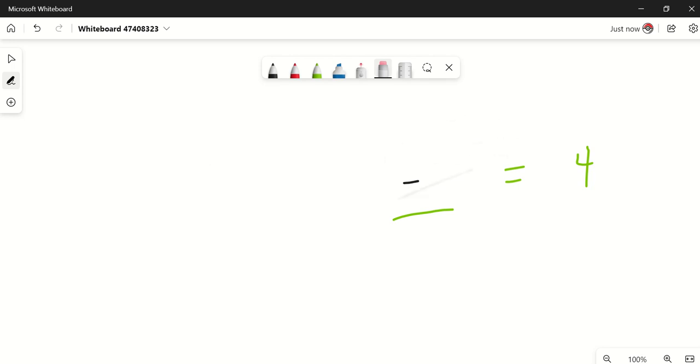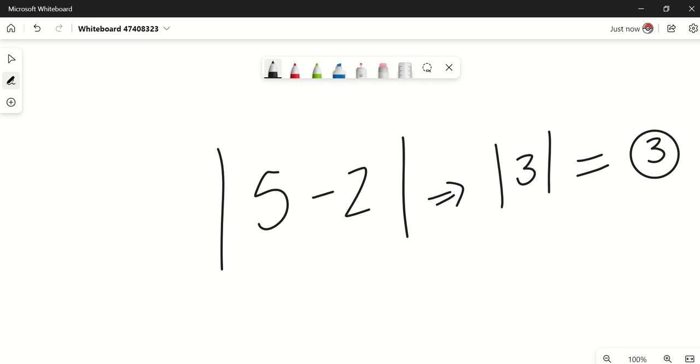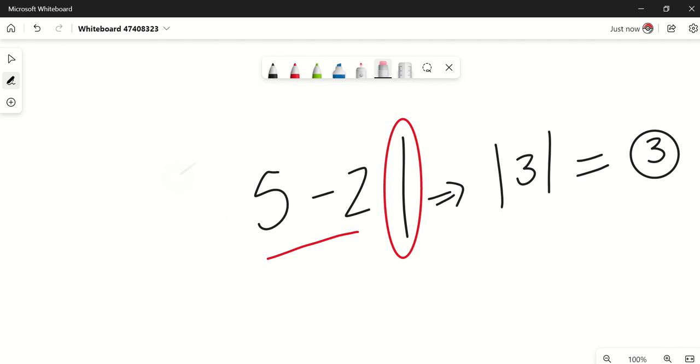Now, it gets a little trickier when you do something like this. It's asking for the absolute value of whatever 5 minus 2 is on the inside. We all know that 5 minus 2 will be 3, so this is actually asking for what the absolute value of 3 is, which is just 3. So you can actually have equations inside of the bars asking you what the absolute value is.